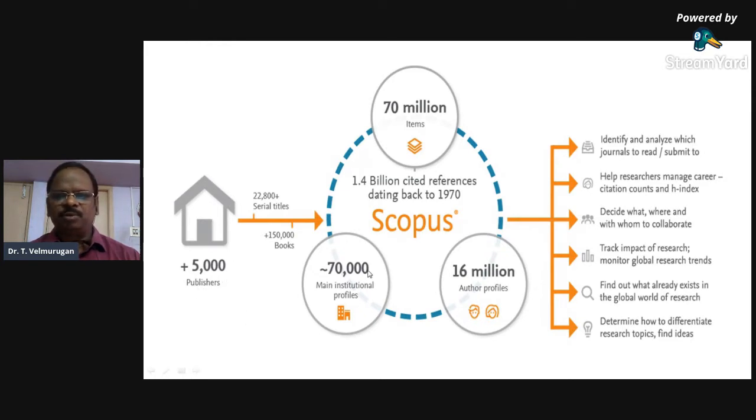Very simple. Now, what is the use of this Scopus database? We can easily track our papers, easily track the impact of the research, and easily find who the author is, who the publisher is, and what the institution is. Everything is carried out.